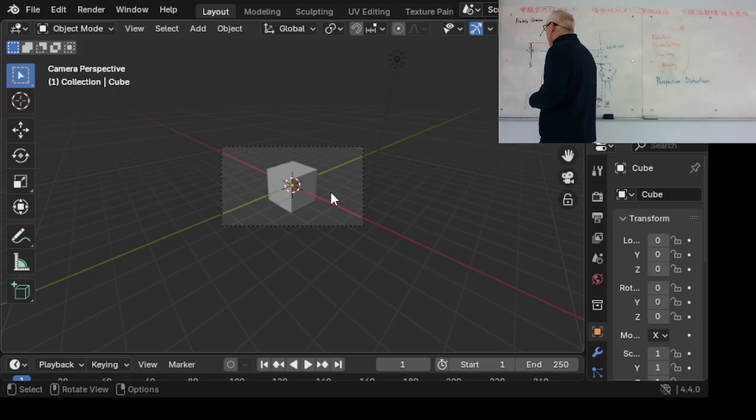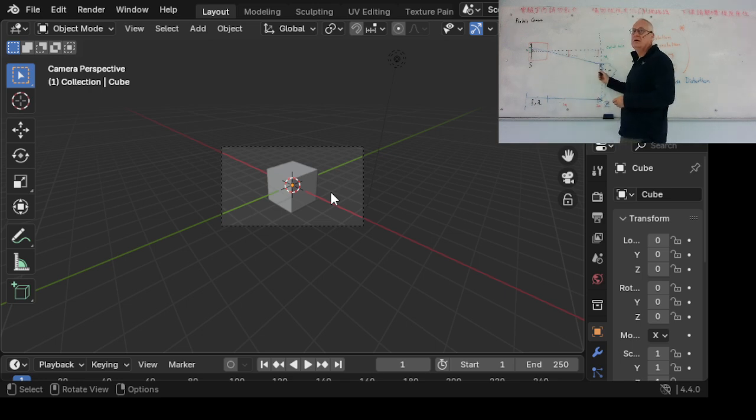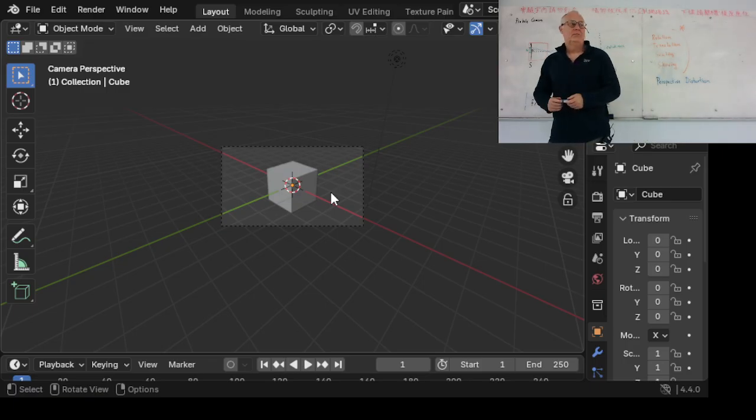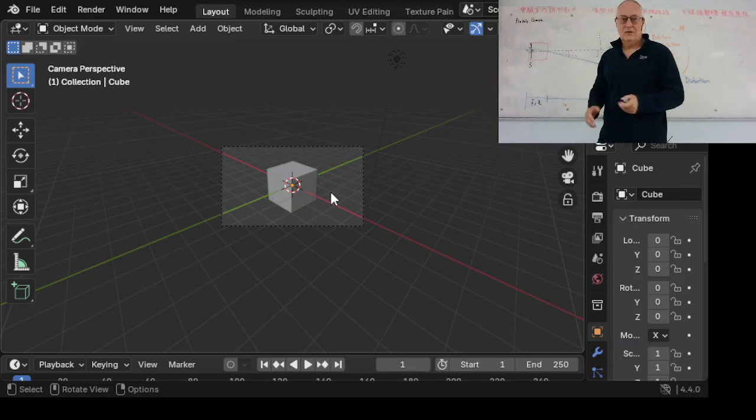So now what we want to know is, what I can know is, if I'm given x and I'm given z, then what can I calculate?